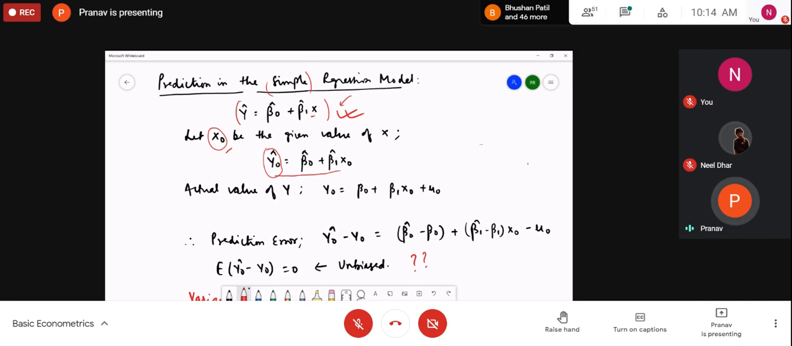y naught hat is equal to beta naught hat plus beta 1 hat times x naught. But the actual observation of y naught will be written according to the population regression function that we have, because ultimately we are estimating it using the sample regression function that we have got. But the actual sales revenue will be generated by this data, that is beta naught plus beta 1 x naught plus mu naught. So this you have predicted, and this is your actual observation.